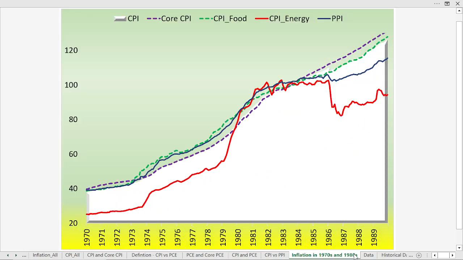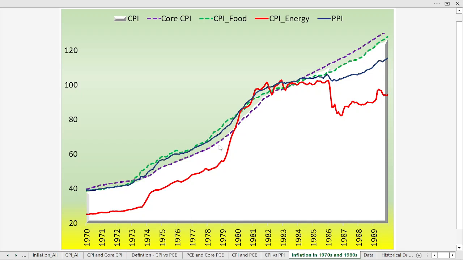Last but not least, when we talk about inflation, we always obviously talk about the 1970s and 1980s. I want to take a quick snapshot of what that looked like. Now, the white area chart is the standard CPI, Consumer Price Index. This is going back to 1970 through 1989, 1990. Now, inflation skyrocketed during these two decades.